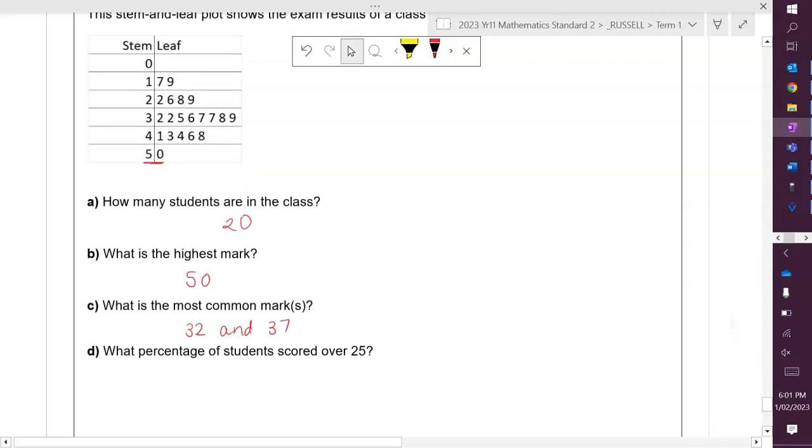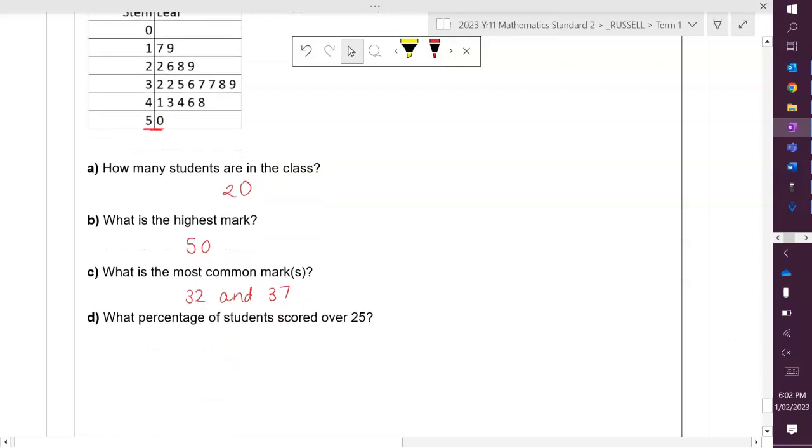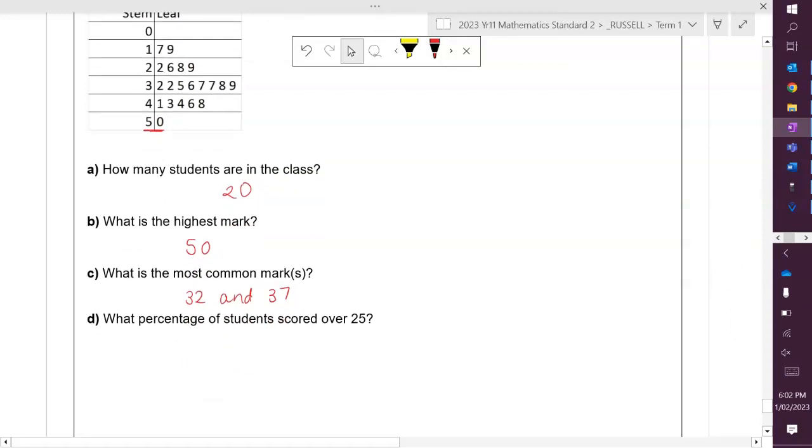The last question here says, what percentage of students scored over 25? Thinking that a percentage is out of 100, we look at where over 25 is. And if we look here, we have 1, 2, 3, 4, 5, 6, 7, 8, 9, 10, 11, 12, 13, 14, 15, 16, 17. So 17 out of our 20 students, and I want a percentage, so therefore I'm multiplying by 100, and that is going to give us 85%.